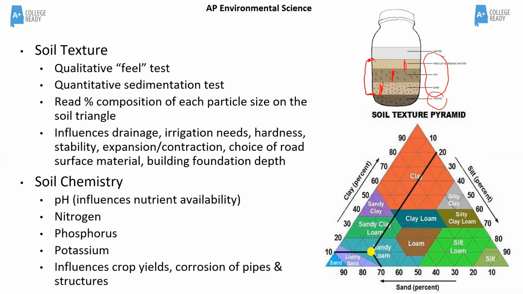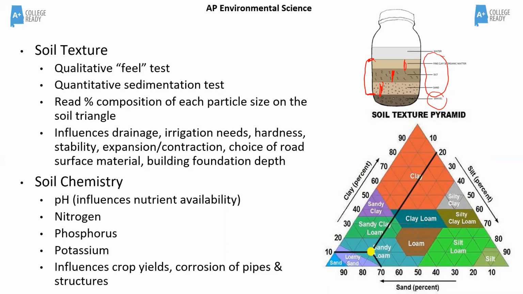And once you've got the percentage, then you can read what's called the soil texture chart, which is shown at the bottom here. And the video we're going to watch in just a moment will show you how to read that. But here we're looking at an example of a soil that's been highlighted in yellow, that is 10% clay, 20% silt, and 70% sand.